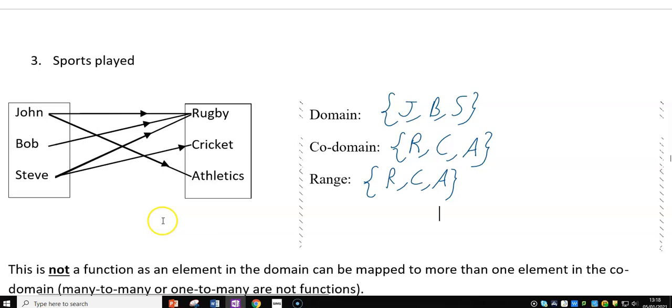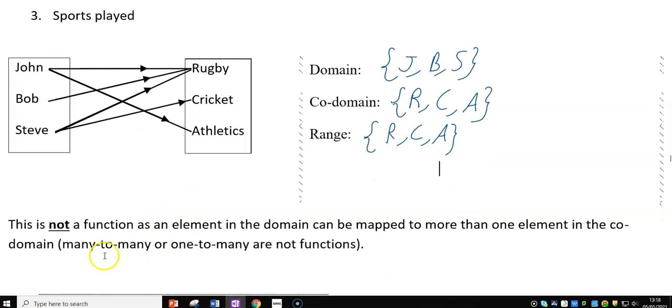So this one is called a many to many, because there's two of them which go to more than one thing. You could also call this a one to many function as well. So one goes to many, and that's a more common way. Really, this second one is a more common way to say it. So it's a one to many mapping, which is not a function.